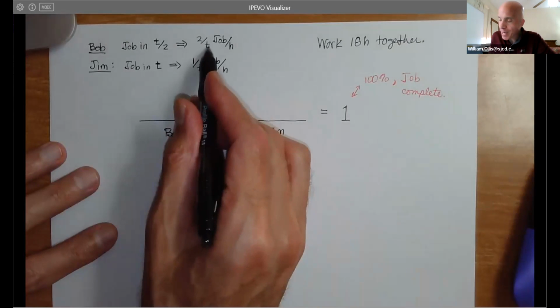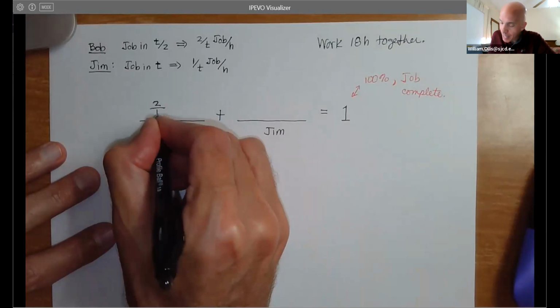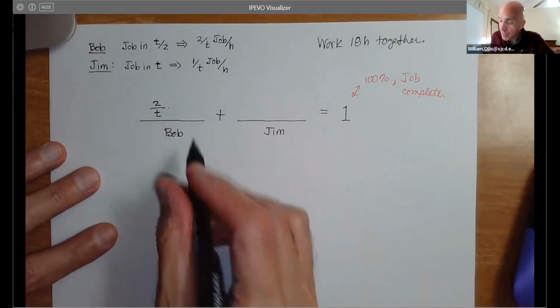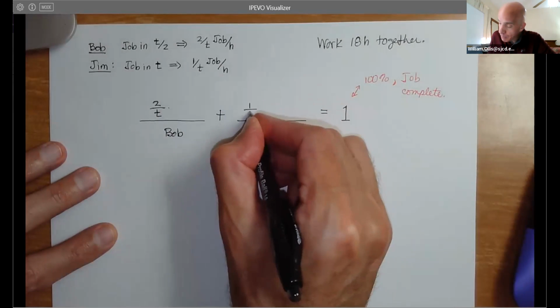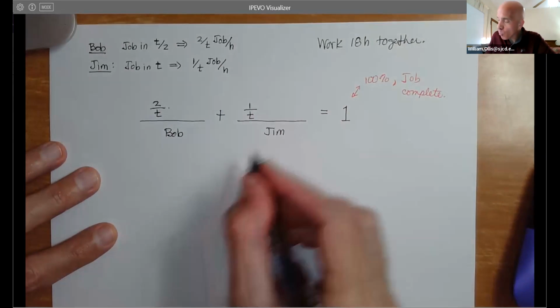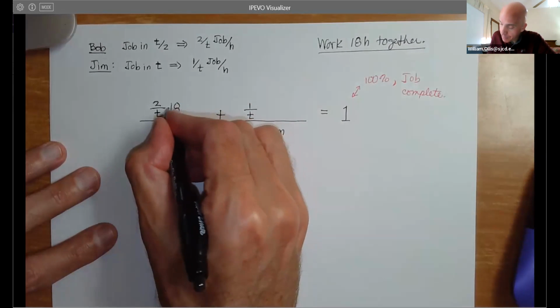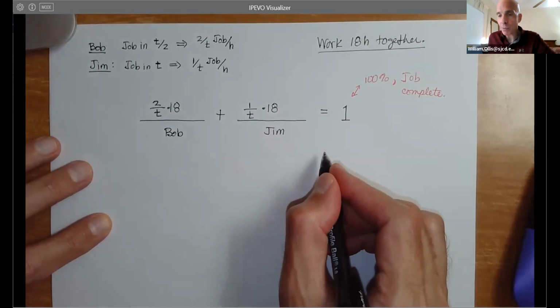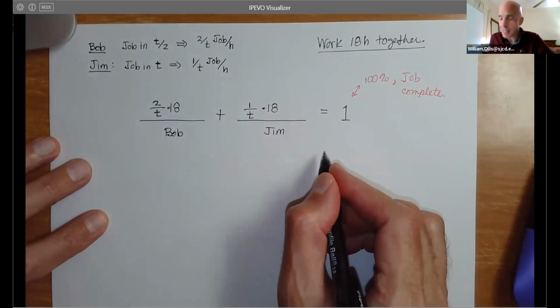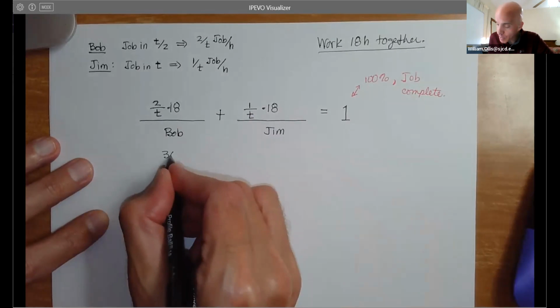So now we have fraction of work per unit time for Bob is 2 over T. This is kind of like doing the mixture problems. And then the fraction of work per unit time for Jim is 1 over T. And they work together 18 hours, times 18, times 18. So again, you're thinking, wow, why didn't we do this earlier? This is so easy. So now we get 2 times 18, that's 36 over T.